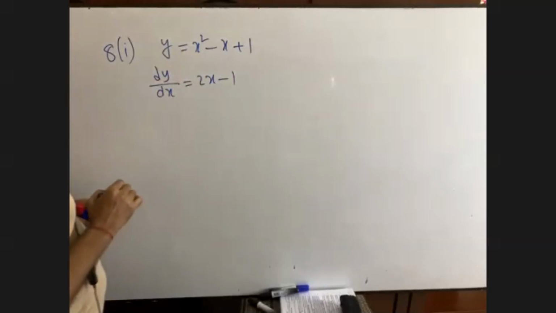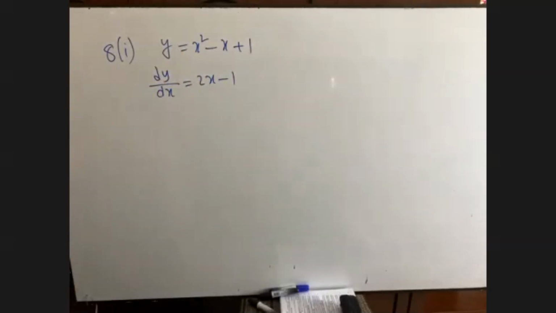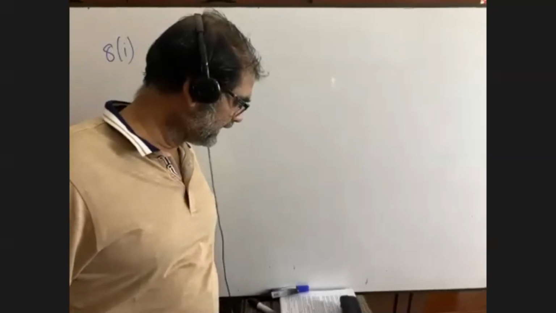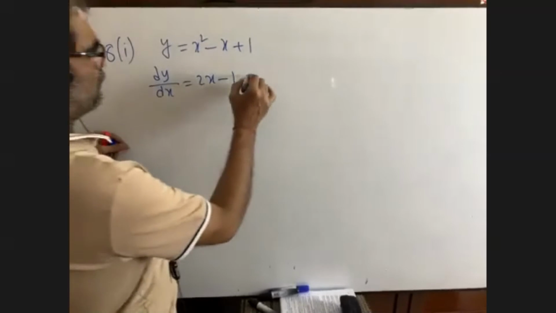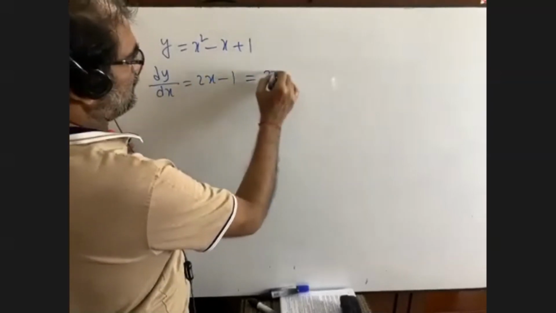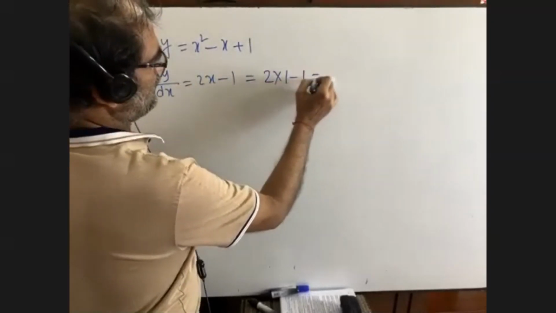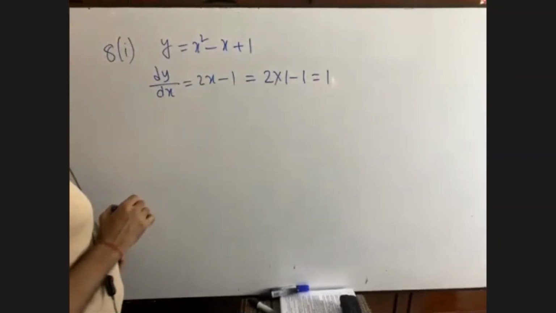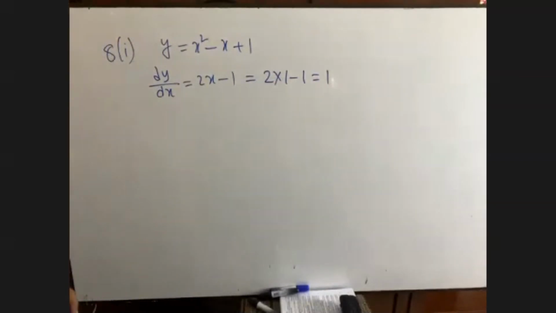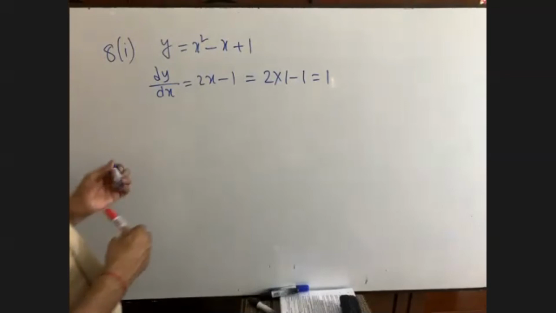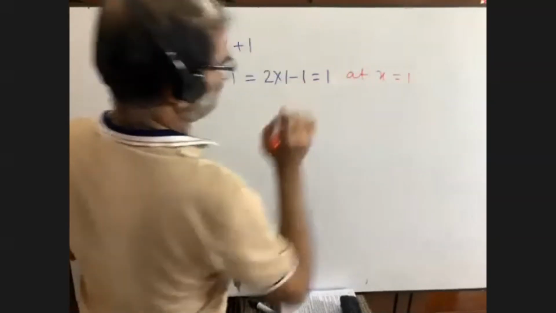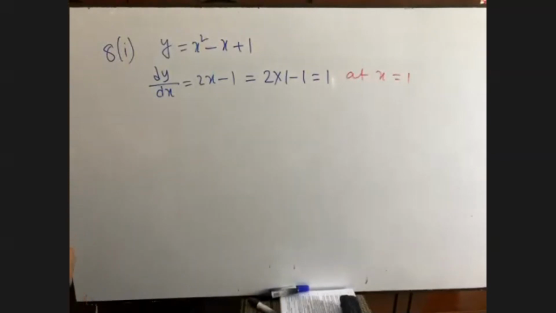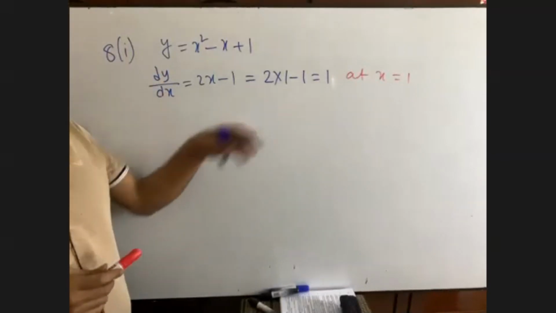It is 2x minus 1. Now at the point x equals 1, 2 into 1 minus 1 equals 1. Okay, so we have got dy by dx at x equals 1. You have to write here, at x equals 1, dy by dx equals 1.